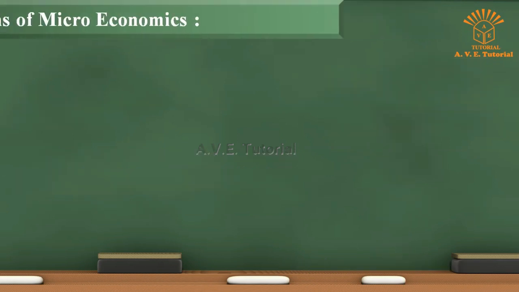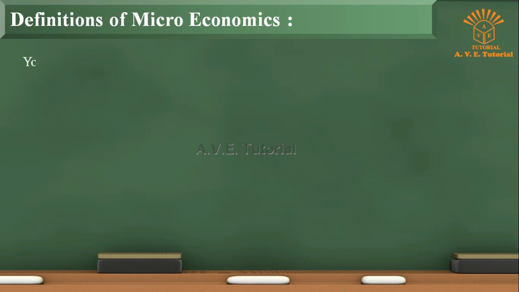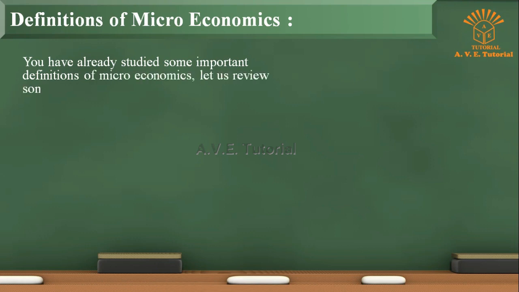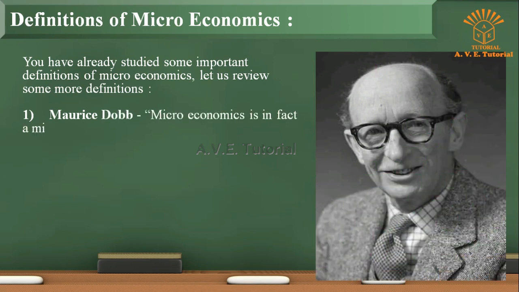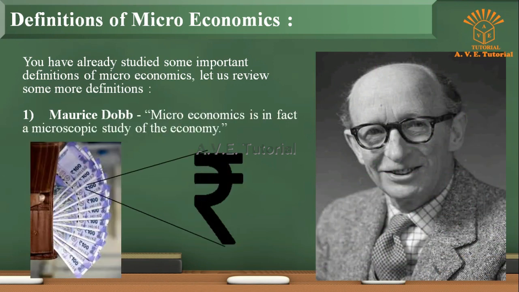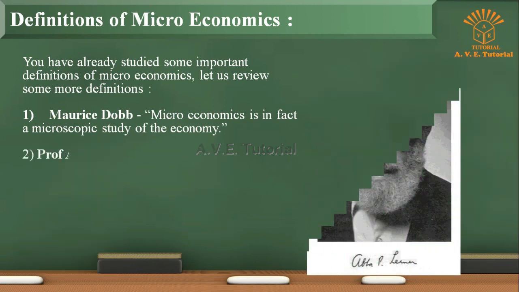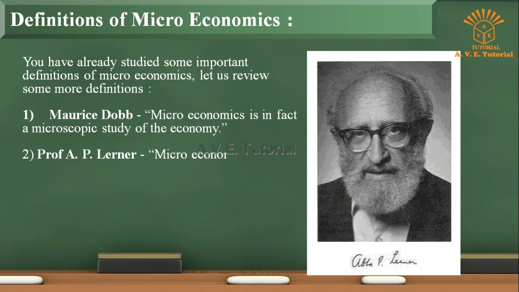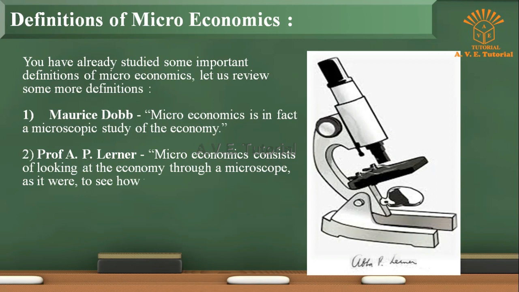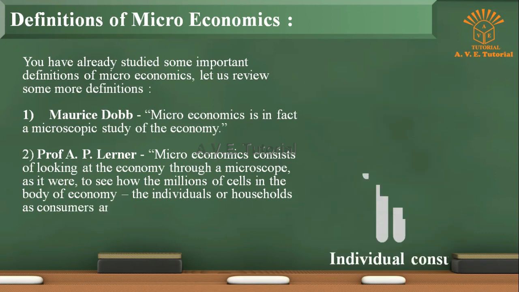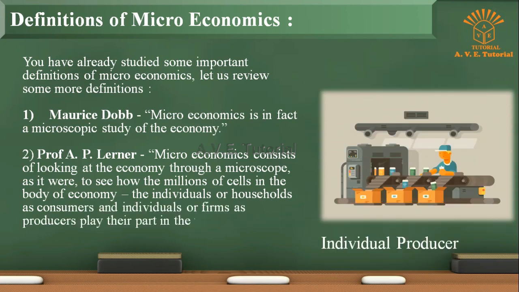Next topic is definitions of microeconomics. You have already studied some important definitions of microeconomics, let us review some more definitions. First, Morris Dobb: Microeconomics is in fact a microscopic study of the economy. Second, Professor A.P. Lerner: Microeconomics consists of looking at the economy through a microscope, to see how the millions of cells in the body of the economy, the individuals or households as consumers, and individuals or firms as producers, play their part in the working of the whole economic organism.